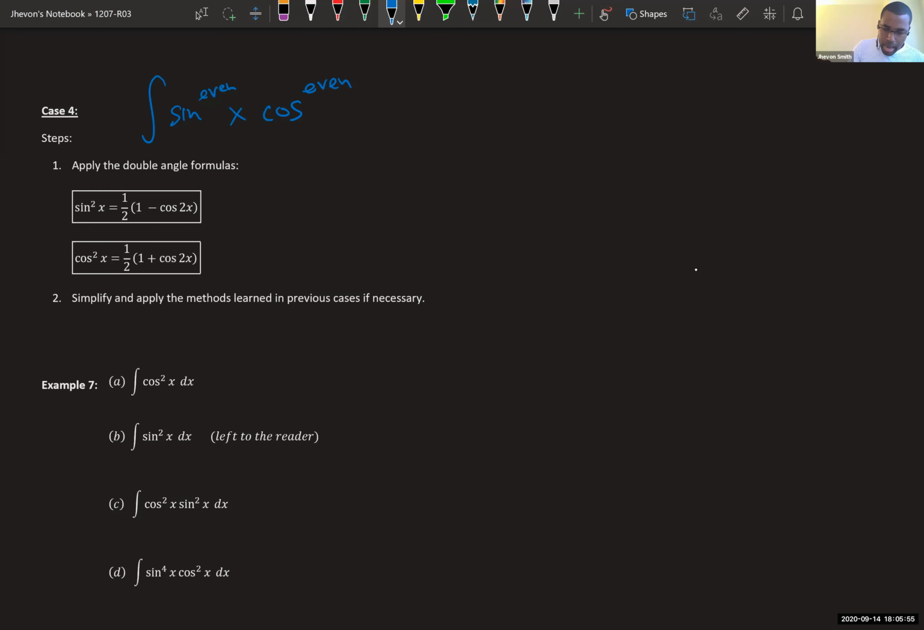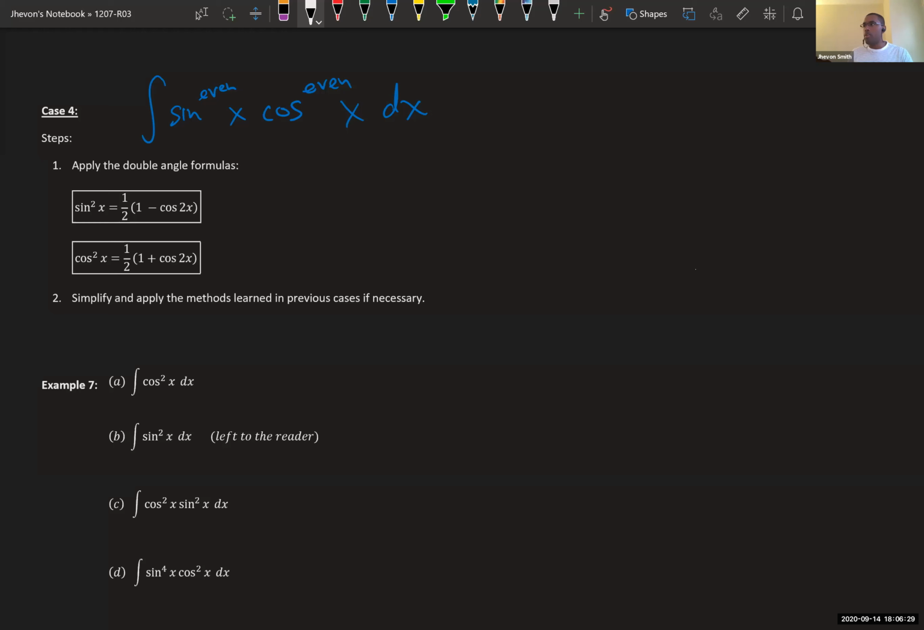Now it turns out when everyone involved is even, things get a little bit hairier. You do have to apply an entirely new identity. Again, it's one that you should know, but it's probably been a while since you've had to use it. But from now on, you're going to be using this all the time. It's the double angle formulas. So you are supposed to remember that sine squared of x, you can write as 1/2 times (1 minus cosine 2x), and cosine squared of x, you can write as 1/2 times (1 plus cosine 2x).